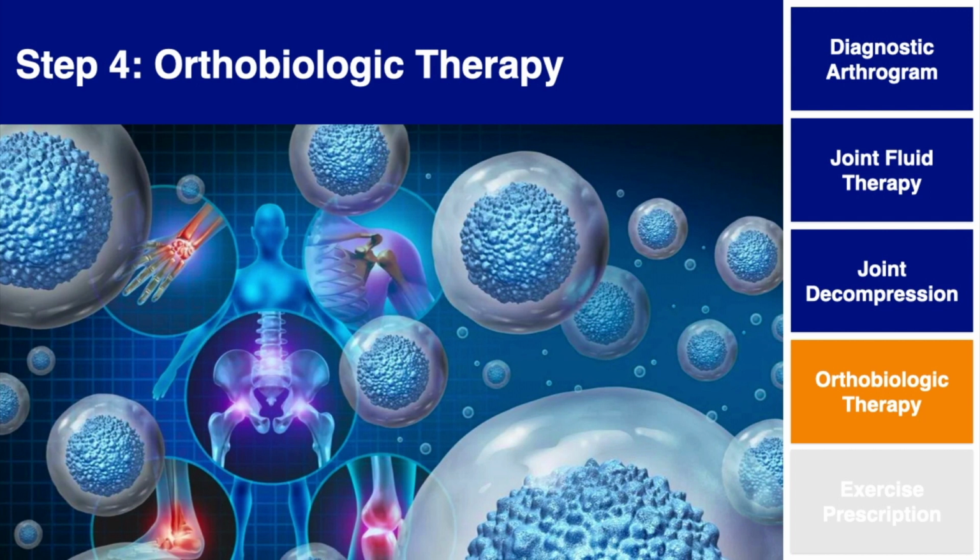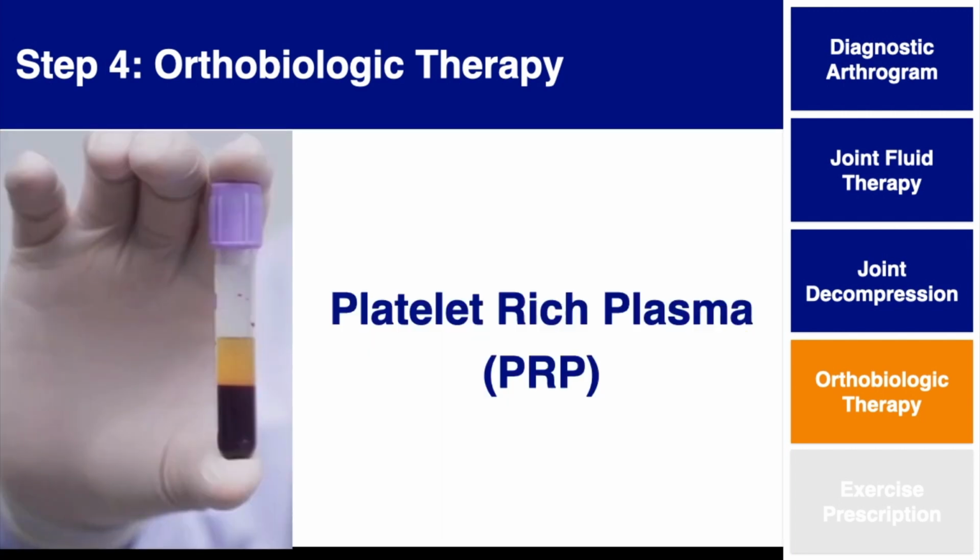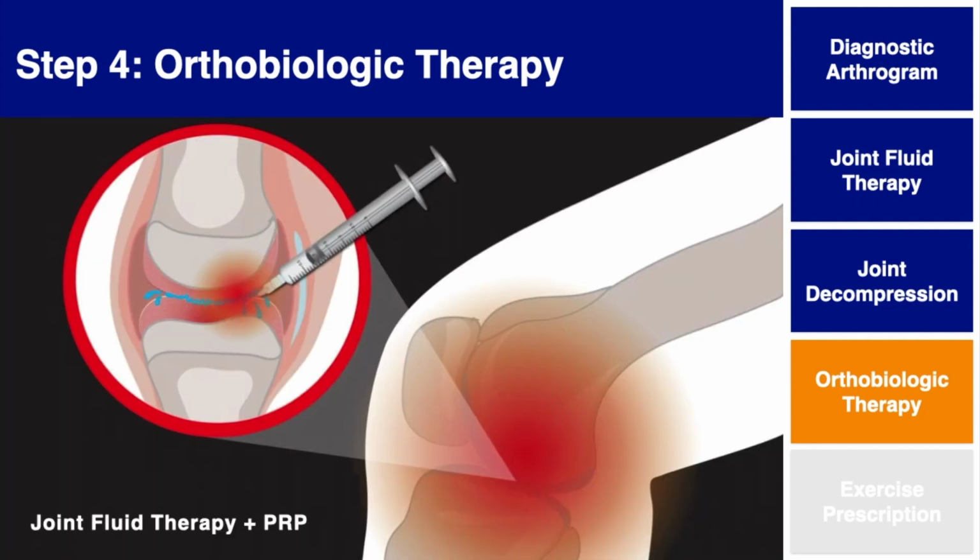Which brings us to step 4 of the Advanced Arthritis Relief Protocol, which is the optional use of orthobiologic therapy, which taps into and stimulates the self-healing properties of your body. And the easiest and most economical orthobiologic therapy is your own platelet-rich plasma, or PRP, which we acquire from a sample of your own blood. So, while joint fluid therapy is protecting and providing more lubrication to the joint surfaces, the PRP is stimulating your body's ability to repair damaged structures.